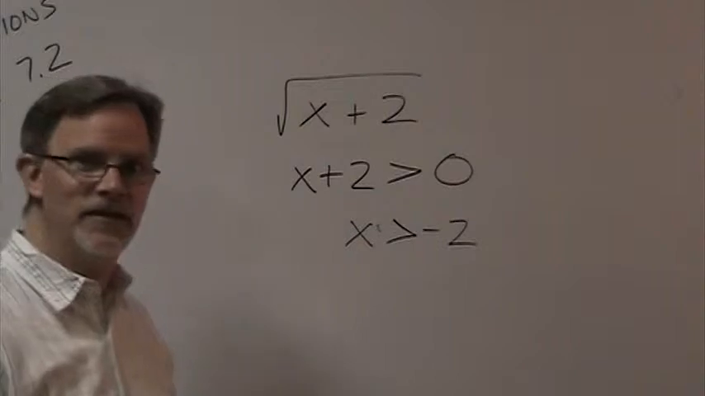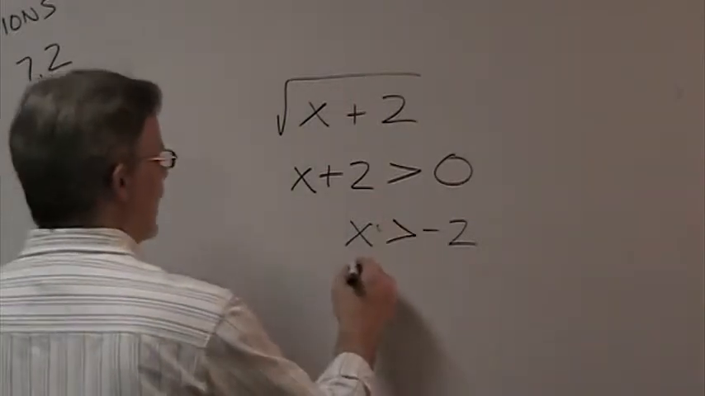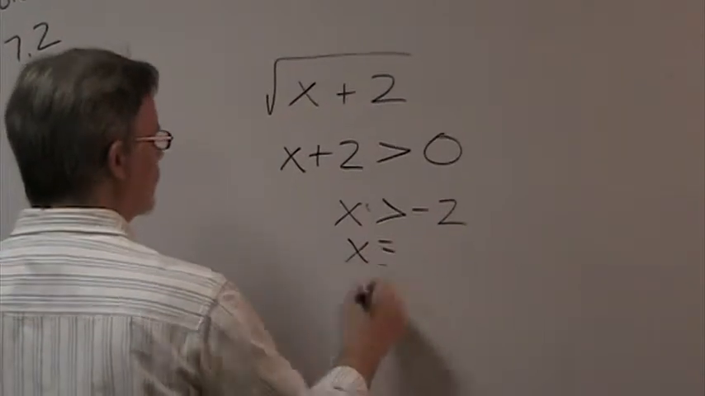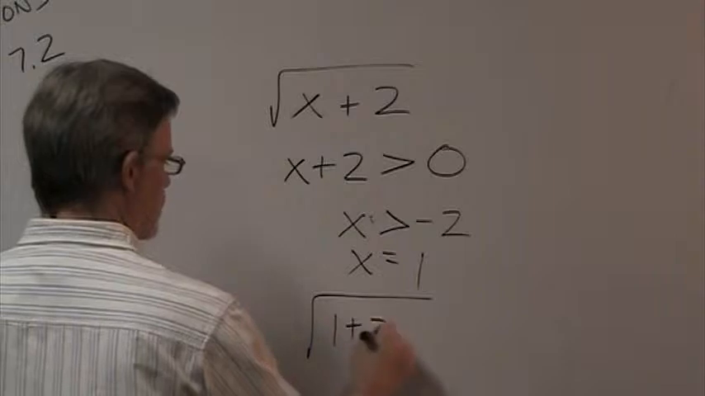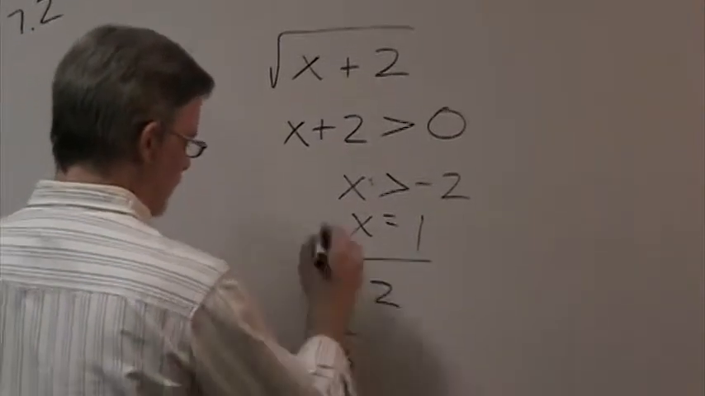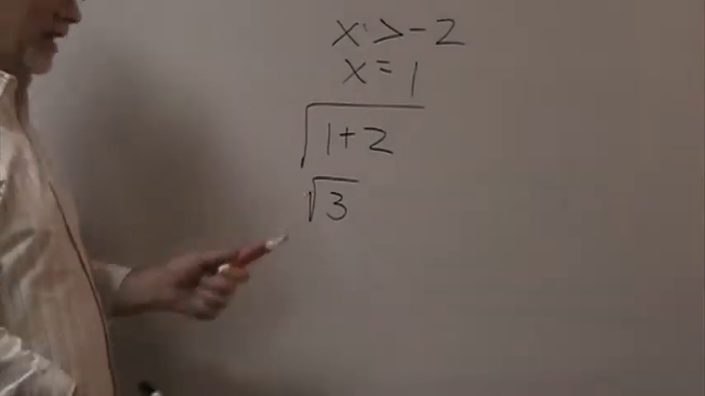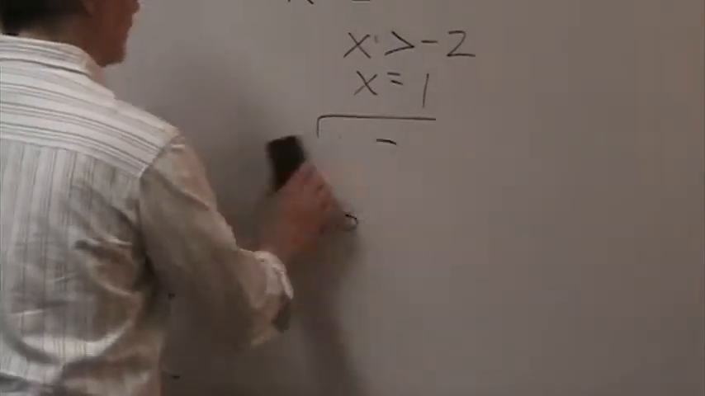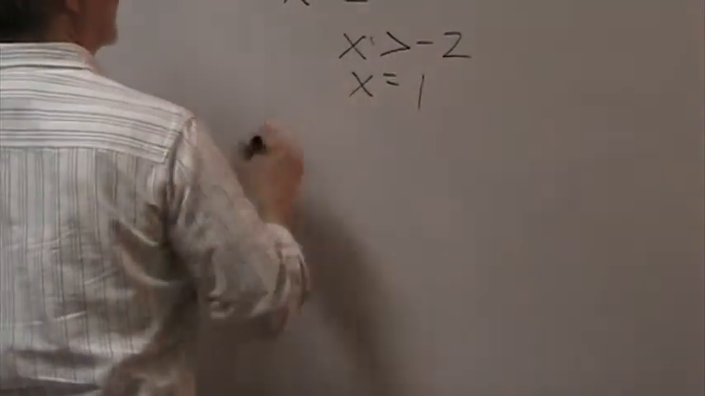Well, how do I know that that's true? Okay, well, we can easily look at this. Let's say that x is equal to 1. So square root of 1 plus 2, that's the square root of 3. It's not a perfect square, so you can approximate that, but you know that that's allowable because you get a positive number. But what if I pick something that is less than negative 2?